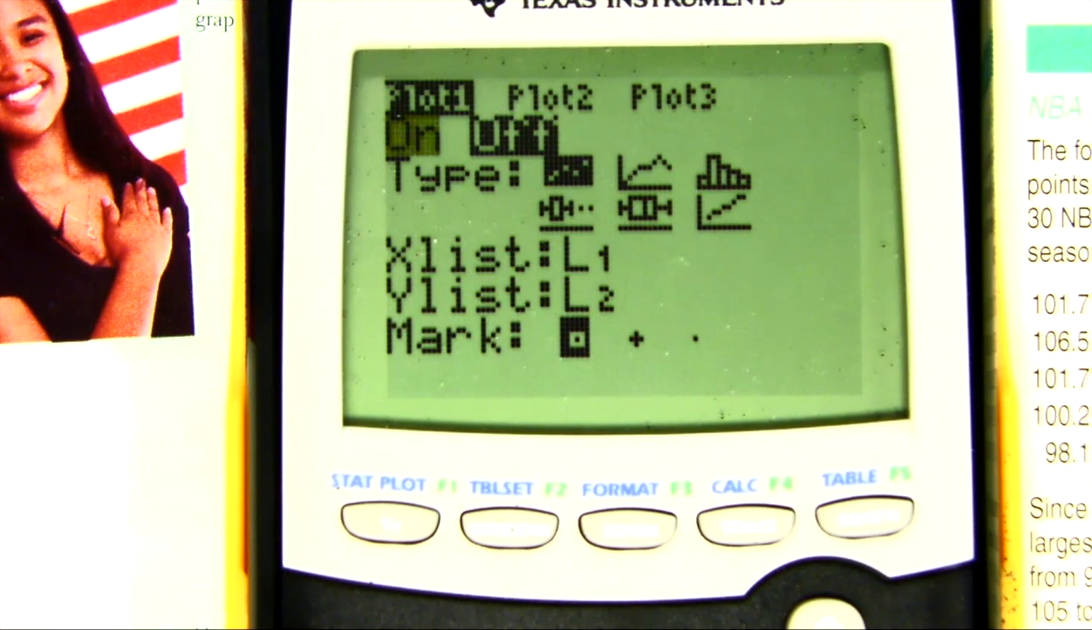And you might see my cursor is flashing right now on the on. I wanna turn this plot on, so there we go. So I just hit enter on the on button, or on the word there. And then we go to the graph type.